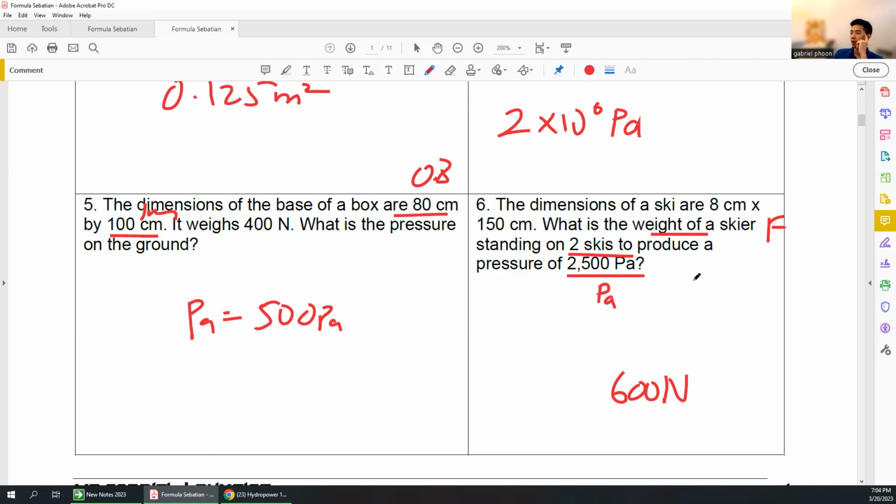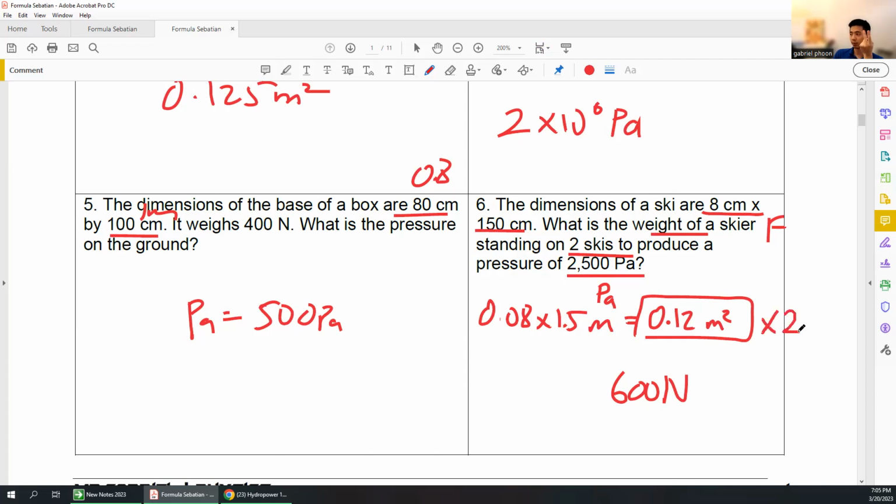So first and foremost, you need to find the area first, right? Which from these two is 0.08 multiplied by 1.5 meters. Right. I convert it straight away into meters, which you're supposed to get 0.12 meters square. This is your area of 1 ski, right? So if there's 2 skis, you have to multiply by 2. So your area would actually be 0.24 meters square first.